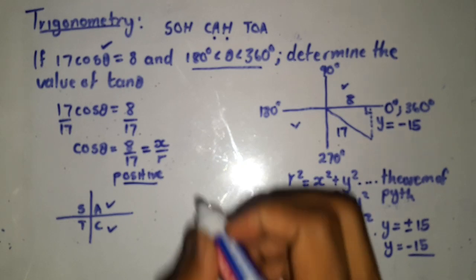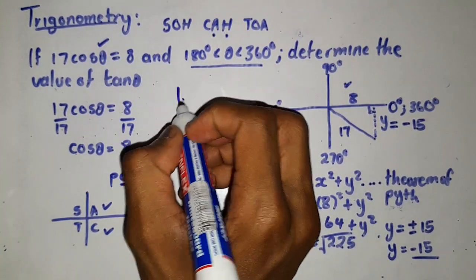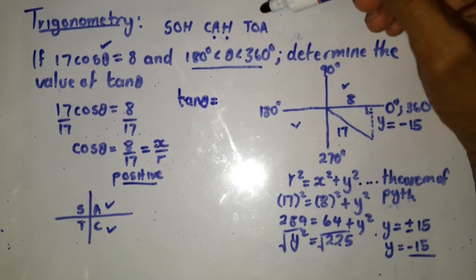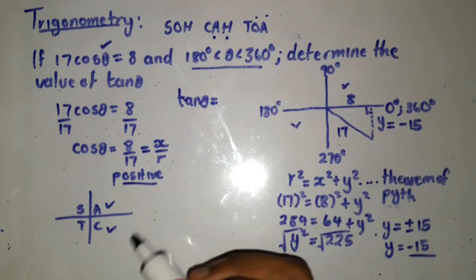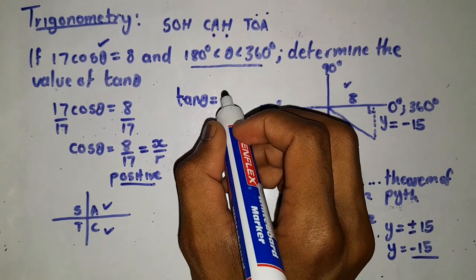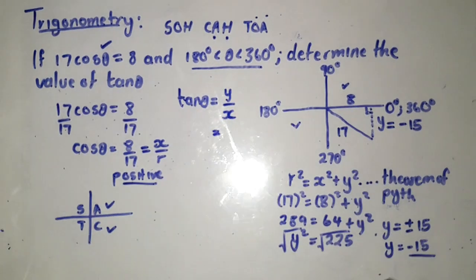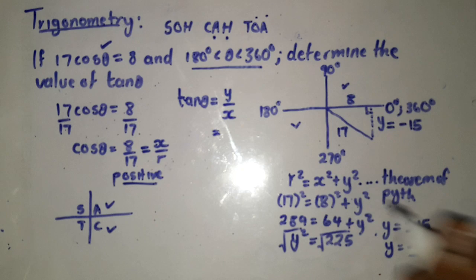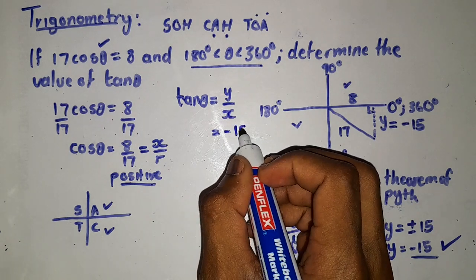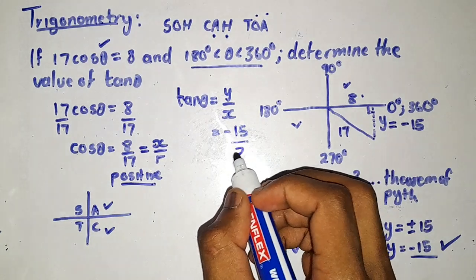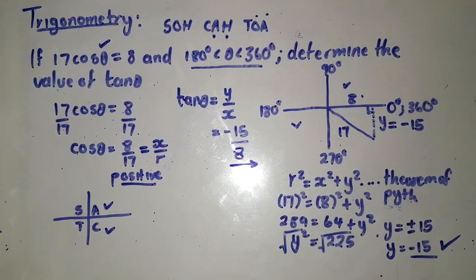Let's answer the question now. The question wants us to figure out tan theta. Tan theta is equal to O over A, which means opposite, which is y, over adjacent, which is x. Our value of y is negative 15. The value of x is 8. We have managed to answer the question just like this.